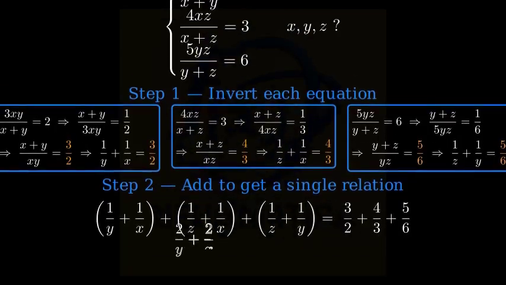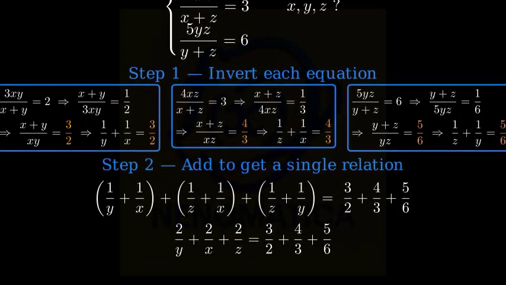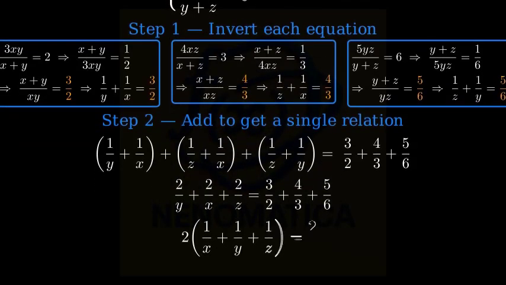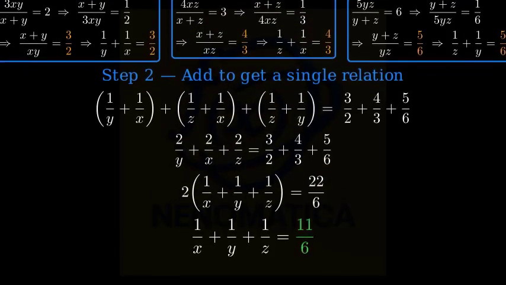2 over y plus 2 over x plus 2 over z equals 3 halves plus 4/3 plus 5/6. Factor out the 2 and simplify the right side. We obtain the key relation: 1 over x plus 1 over y plus 1 over z equals 11 over 6.